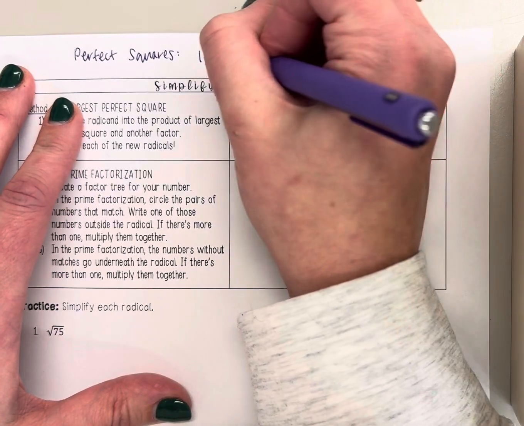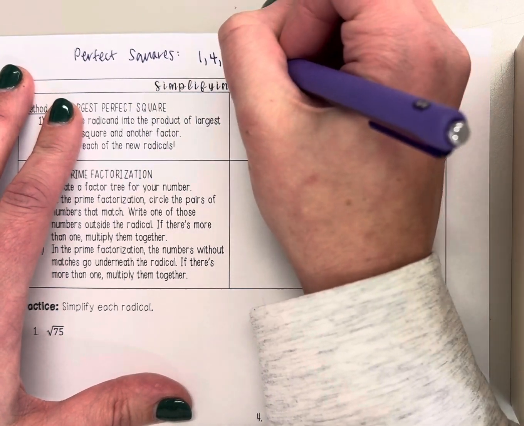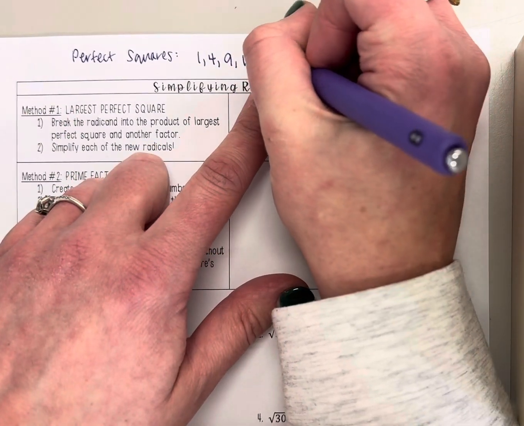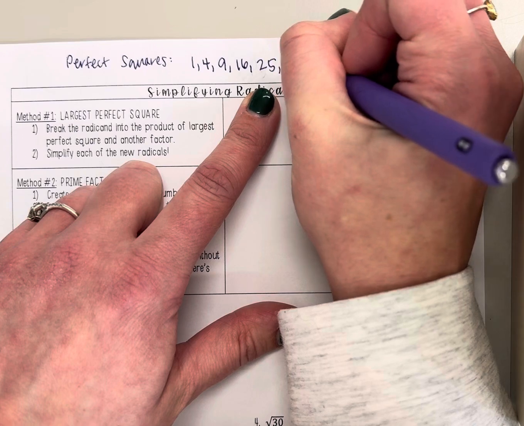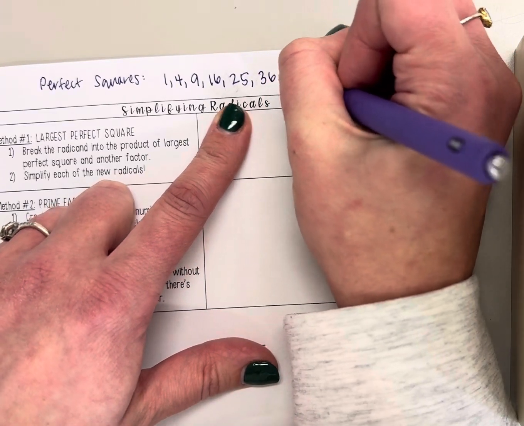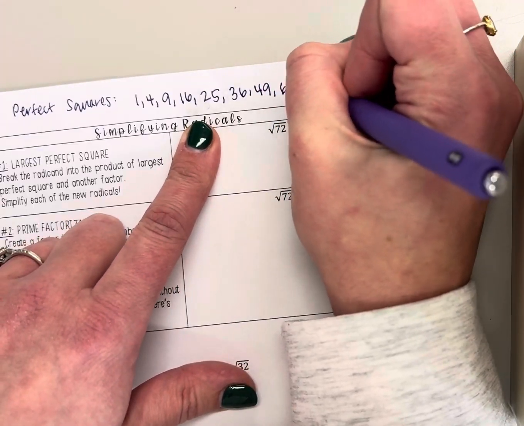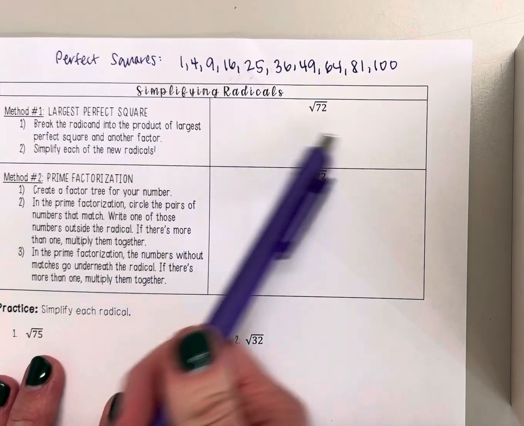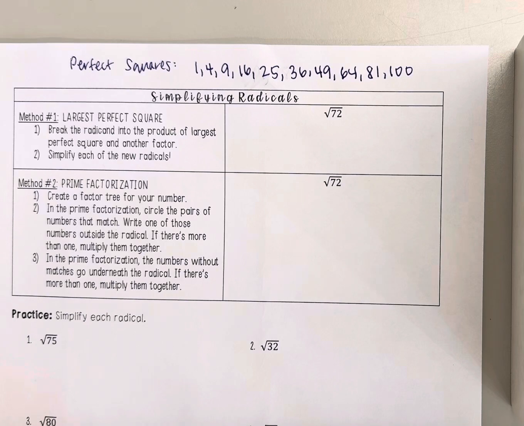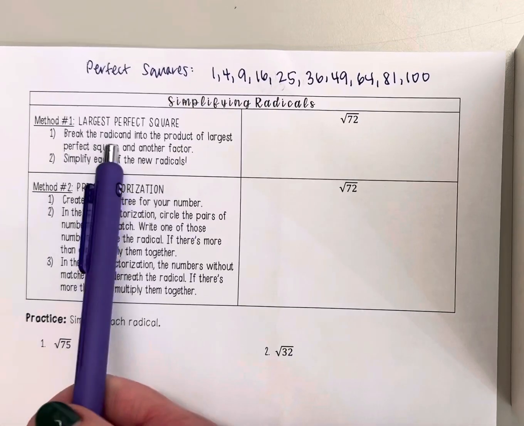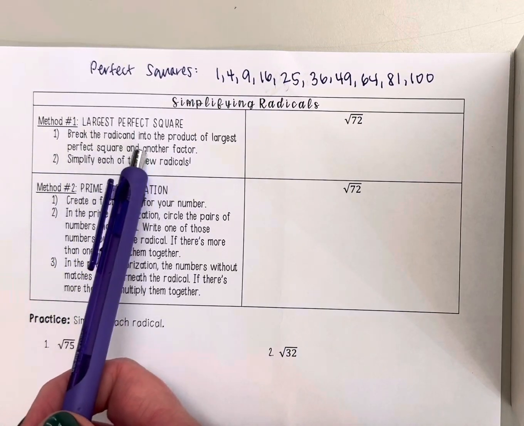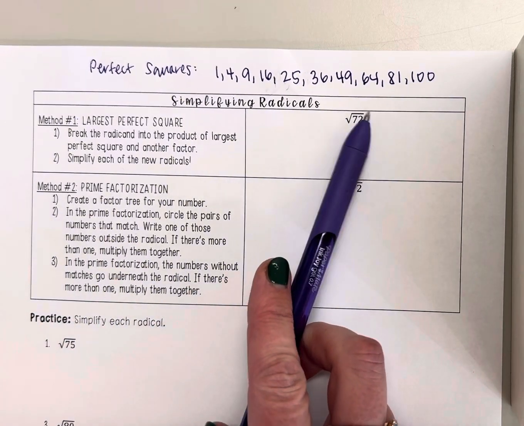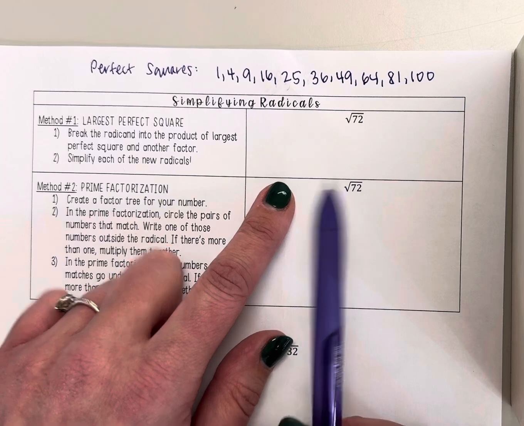3 times 3 is 9, 9 is a perfect square. 4 times 4 is 16, 16 is a perfect square. 5 times 5 is 25, and so on and so forth. 6 squared is 36, 7 squared is 49, 8 squared is 64, 9 squared is 81, 10 squared is 100. So these are the first 10 perfect squares. So the first option is to find the largest perfect square that goes into your number. There's two ways you can do this. You can do it in your head, or you can use your calculator. I'll show you both ways.